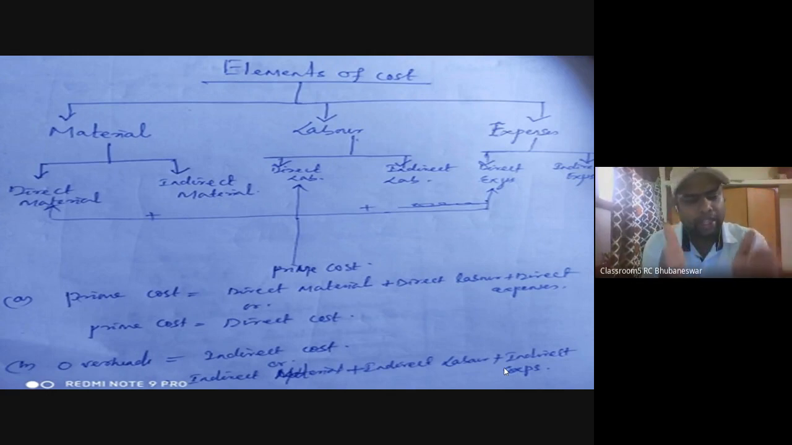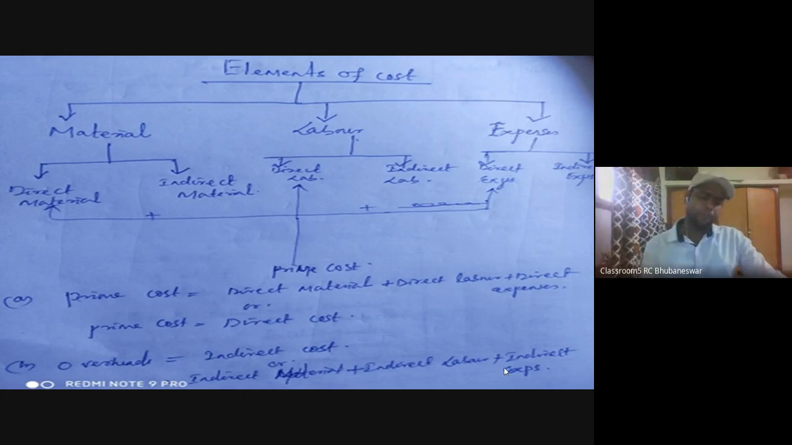we can classify the cost into three heads. The first one is the material cost, the second one is the labor cost, and the third one is the expenses part. If we segregate them, all of these three heads will have their separate segregations, and they can be segregated into two parts.